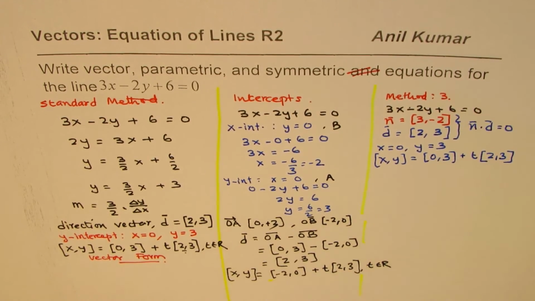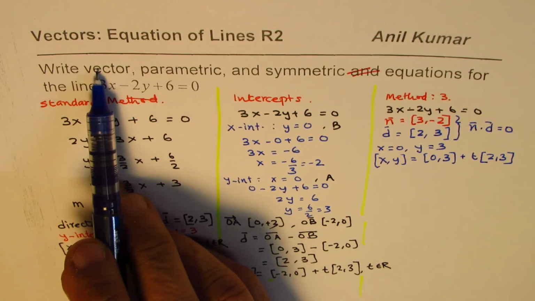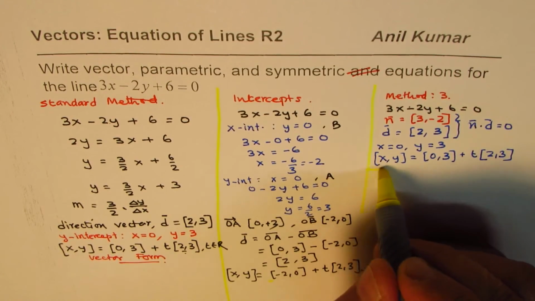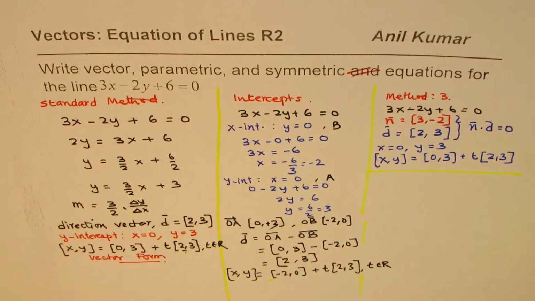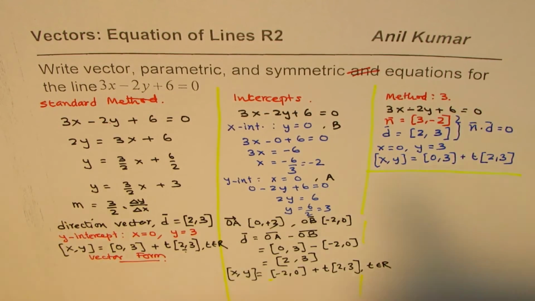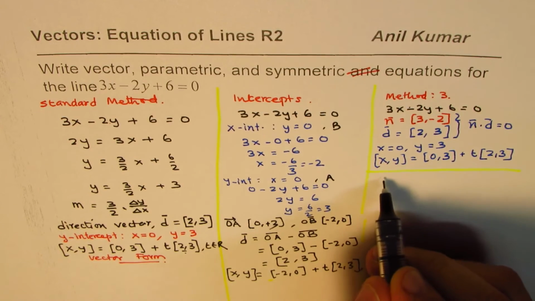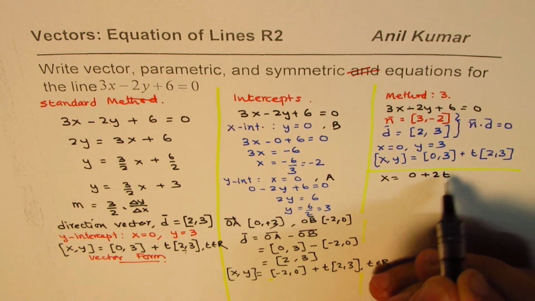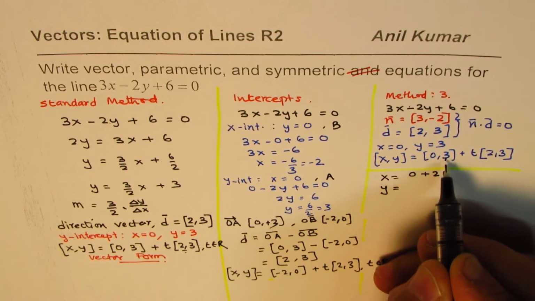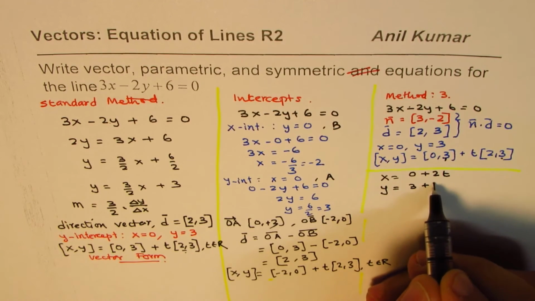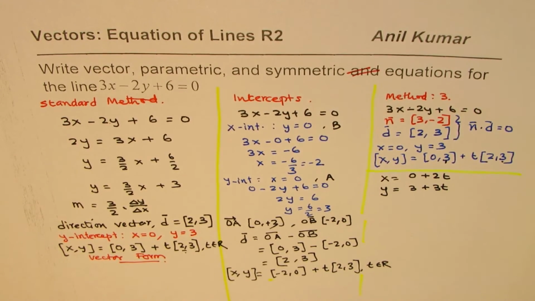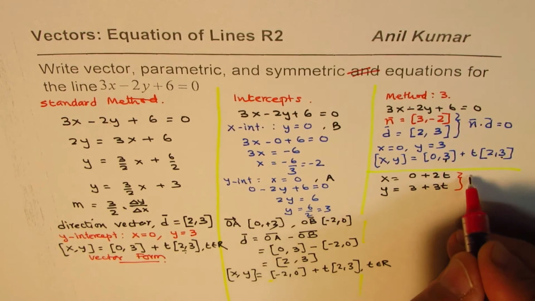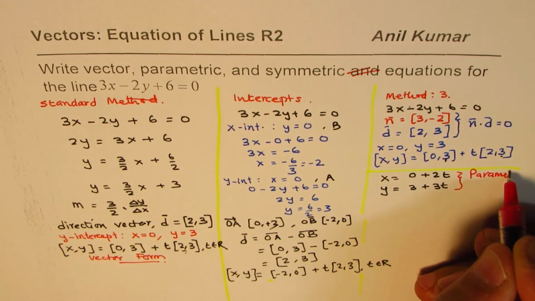Anyway, these are 3 different ways of finding the vector equation. Now, the real question was to write all the forms, parametric and symmetric. So let's do that. Parametric is simple. The x value equals 0 plus 2t, and the y value is 3 plus 3t. So this is your parametric form. I know you need not write 0, just write 2t, but this gives you the parametric form.